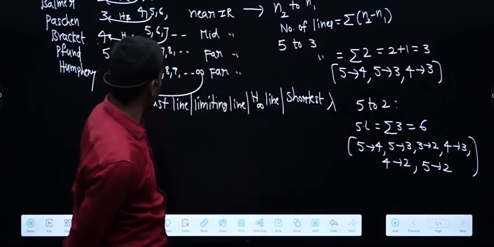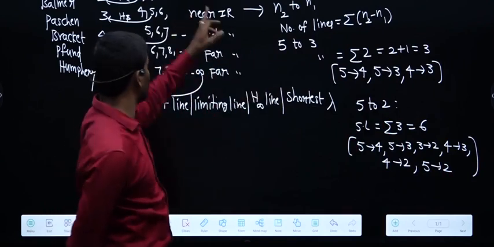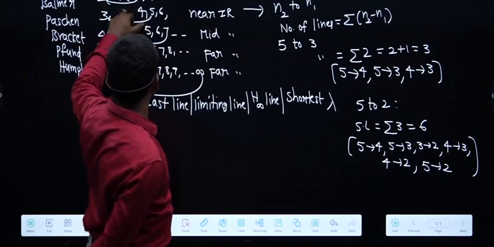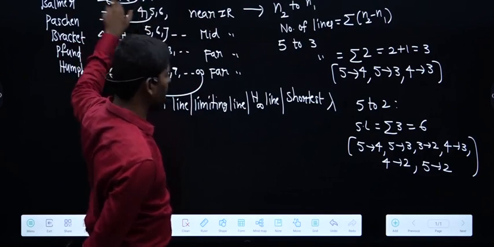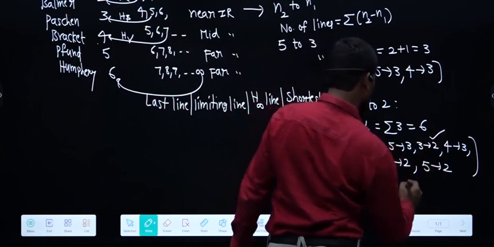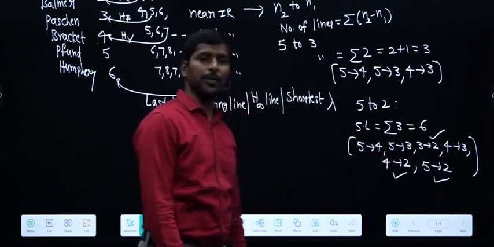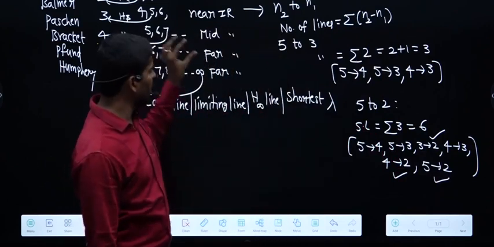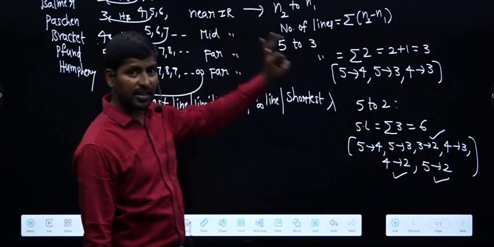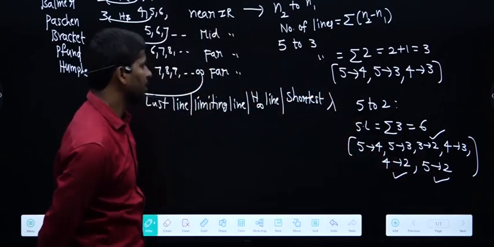Sometimes they may ask you the question: how many of them are visible? Visible means what? Balmer series. Higher energy levels to 2nd level. How many of these transitions correspond to the 2nd level and are Balmer series? 3 to 2, 4 to 2, 5 to 2 correspond to the Balmer series. Therefore, 3 lines come under the visible region: 4 to 2, 5 to 2 and 3 to 2.